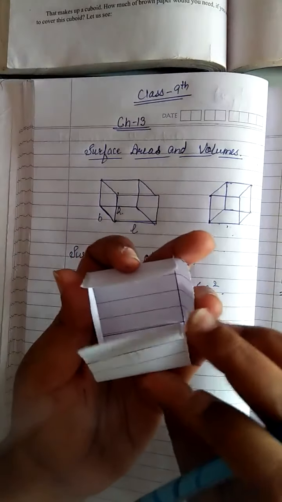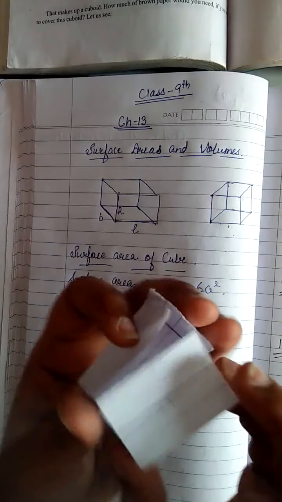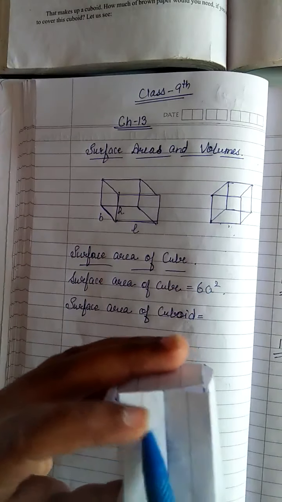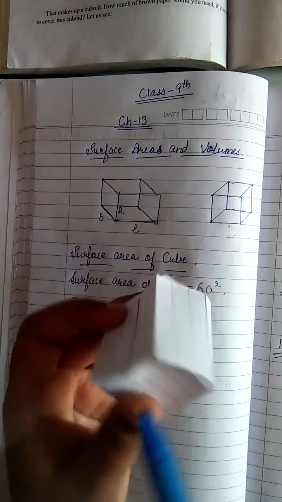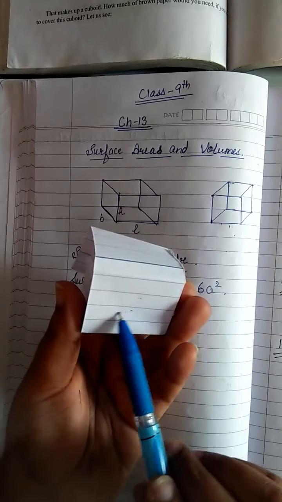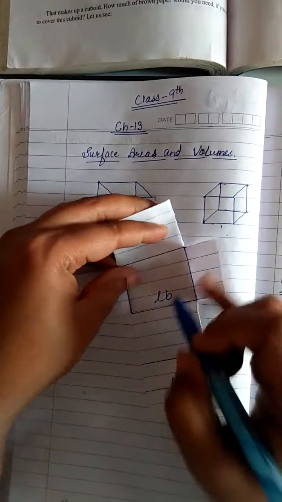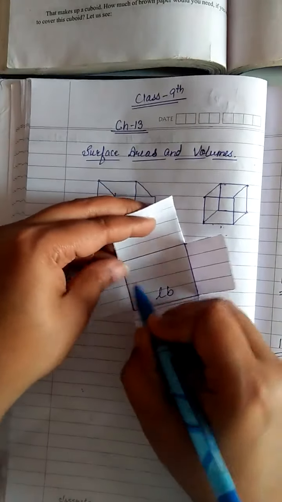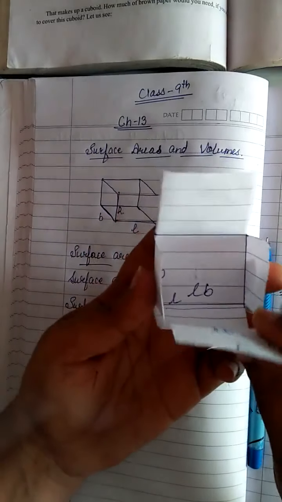You know very well that the area of this side is equal to the area of the opposite side. Similarly, if the area of this side is length multiplied by breadth, so same is here. It means this is our length and this is our breadth, so this is also length multiplied by breadth.